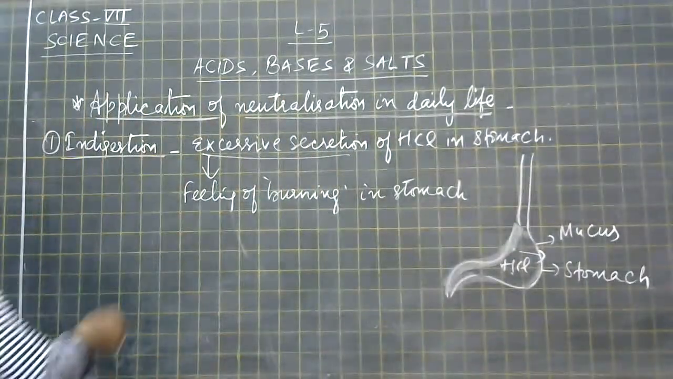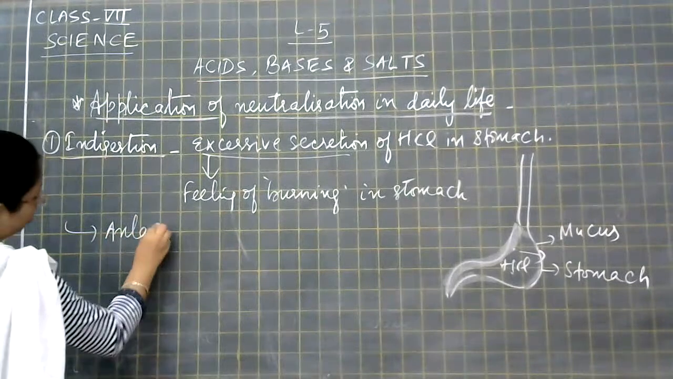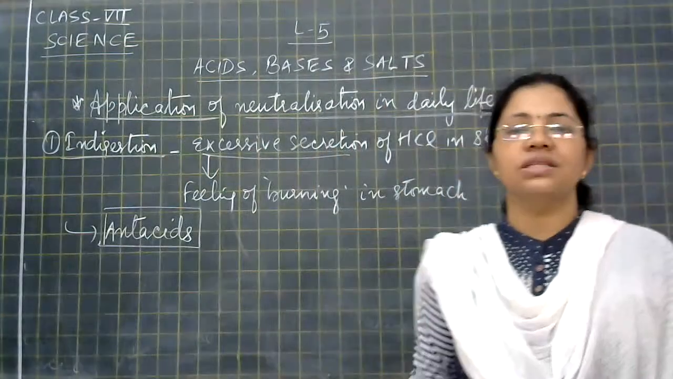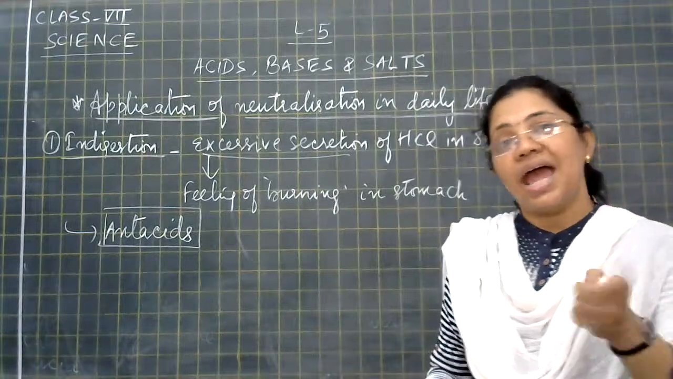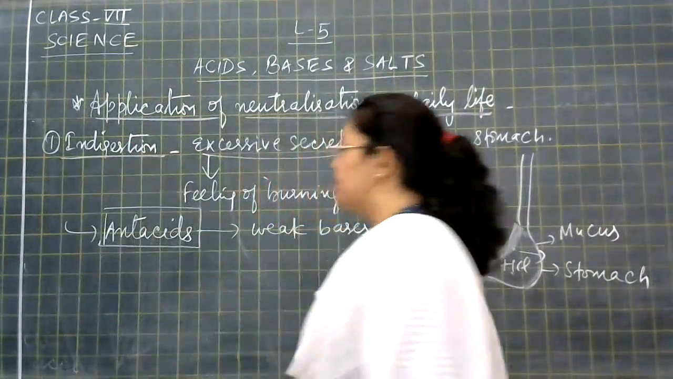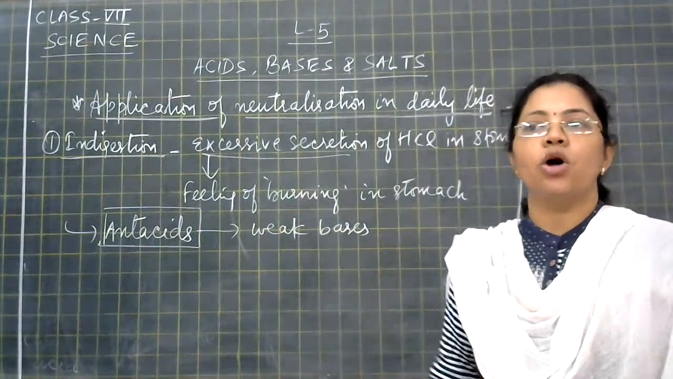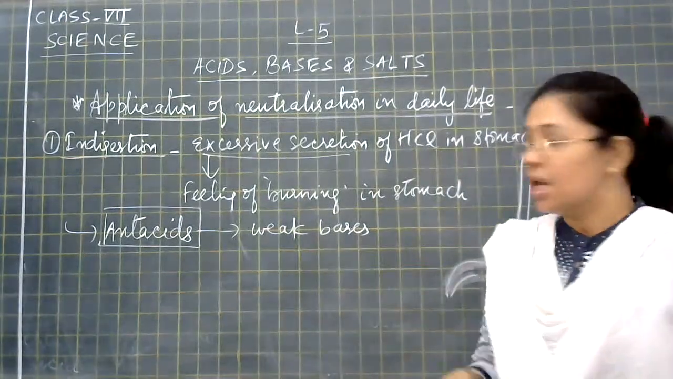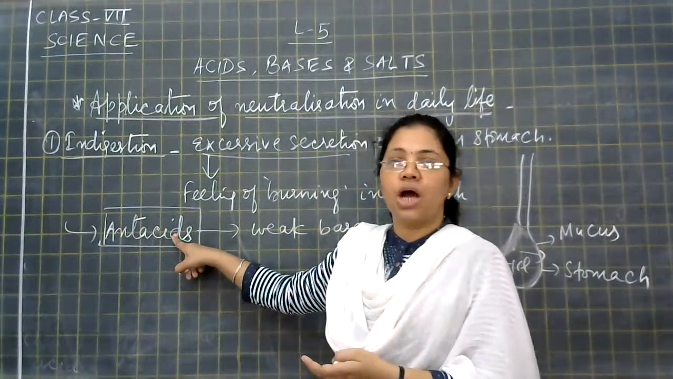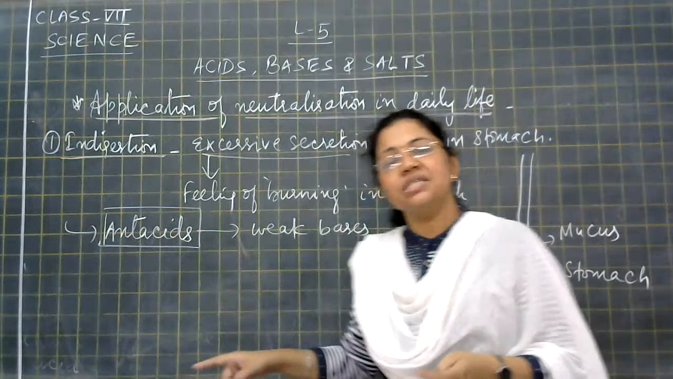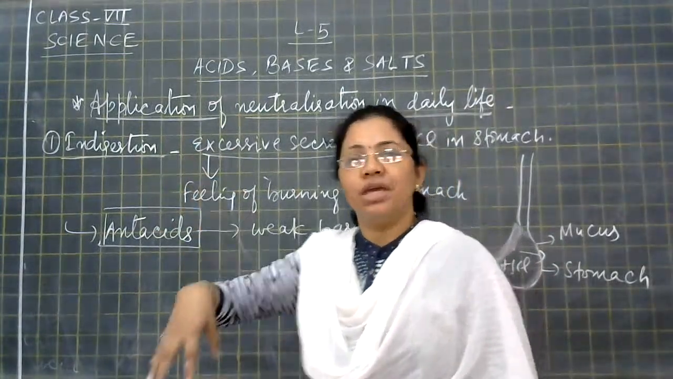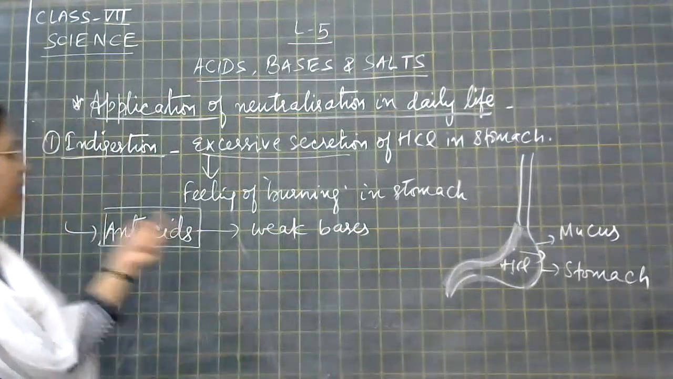Now this acidity can be cured by using substances called antacids. Do remember, antacids especially are those substances which are weak bases, and because of that we can consume them. Now the word antacids: anta means against, and acids we know are the sour-tasting substances. So antacids are those substances which work against the action of an acid. So when we are having the problem of acidity or indigestion, we take these antacids.